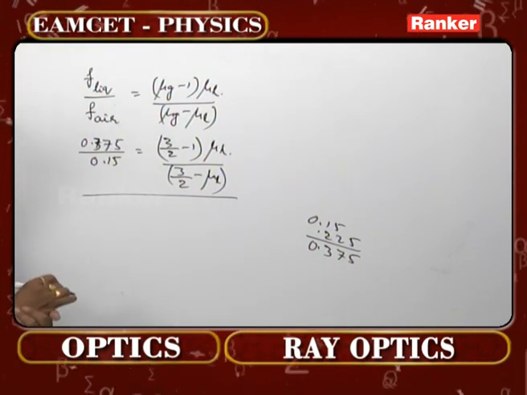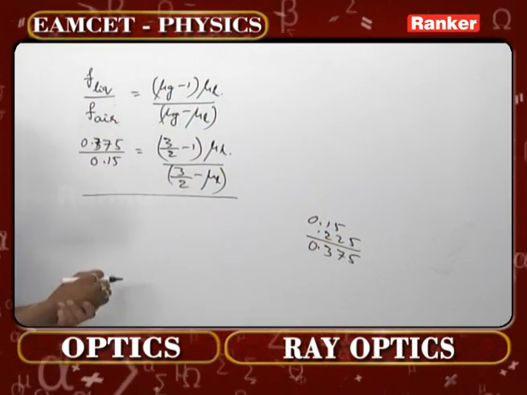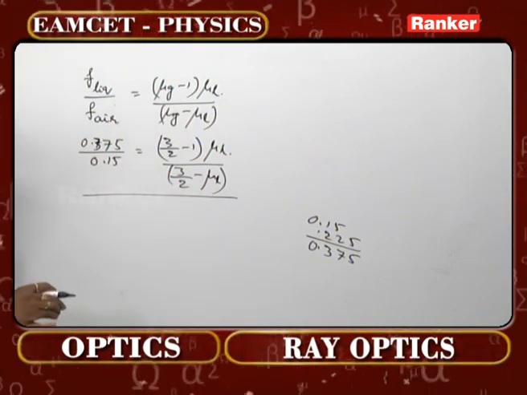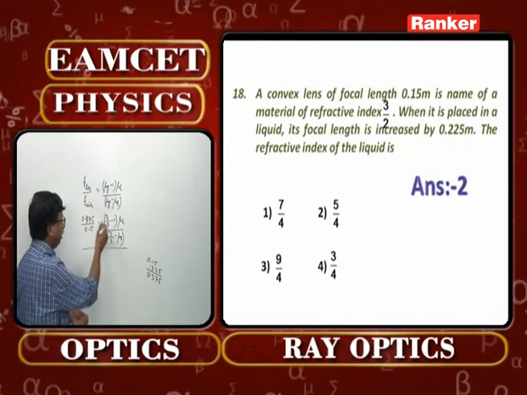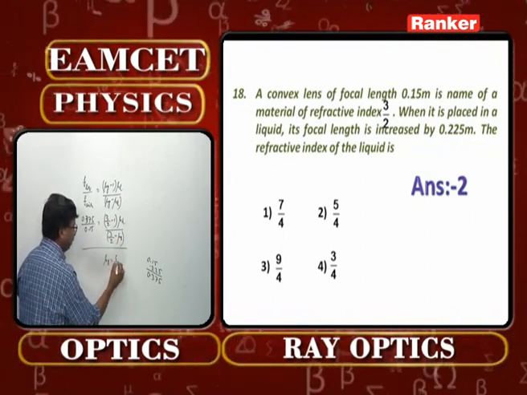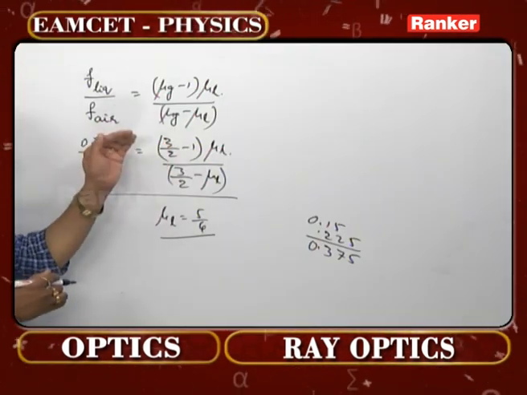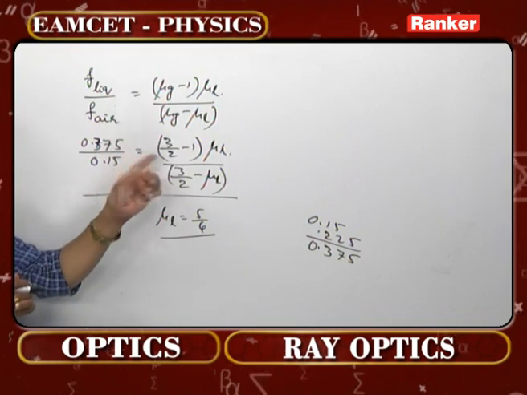Now if you simplify this one, whatever the option you are going to get, you can just take it for granted. Look at the options please. 7 by 4 and 5 by 4. You will be getting the value of mu liquid over here as 5 by 4. Remember one more point. Mu liquid must be less than that of mu glass in this particular case.